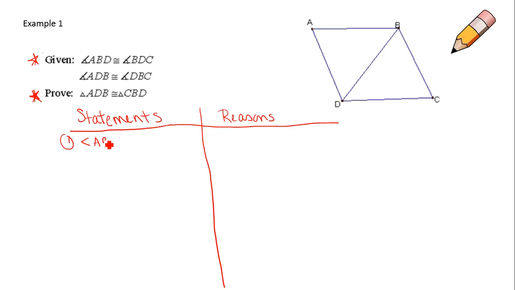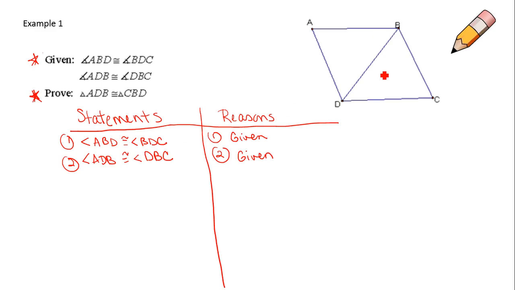We have angle ABD is congruent to angle BDC, and we have angle ADB is congruent to angle DBC. So those are our first two steps. And for both of those, we're going to write the word given because it was given to us. And so now when we go over to the side, this is my helpful hint. We have some things written in our proof. We don't have any markings on our picture. We need to mark what was given to us as being congruent.